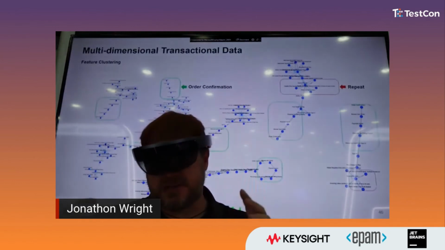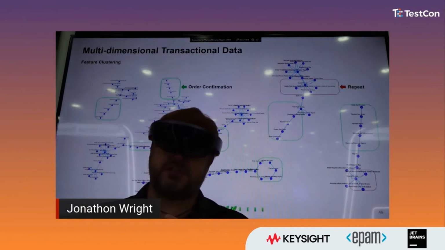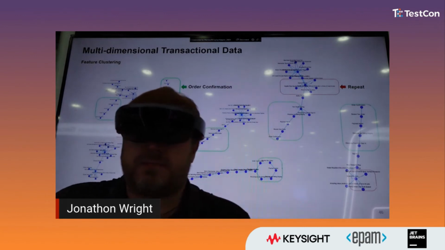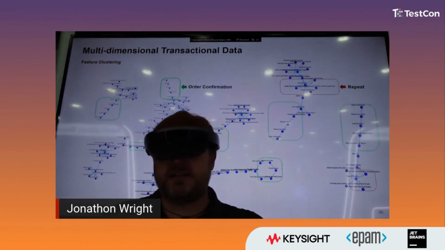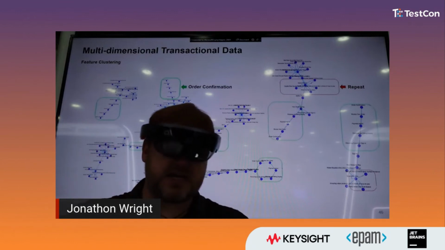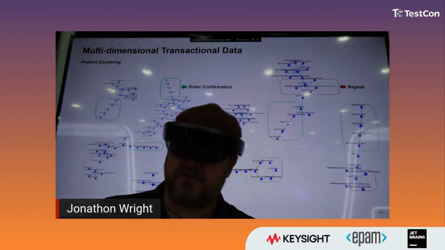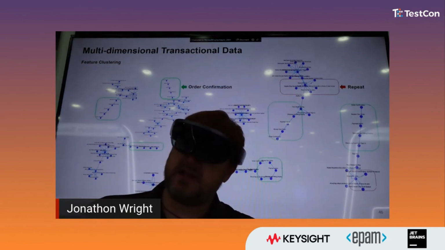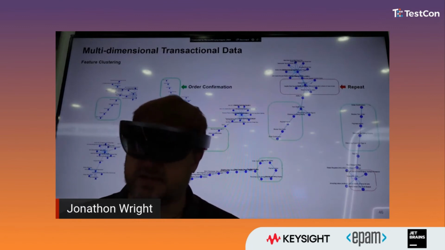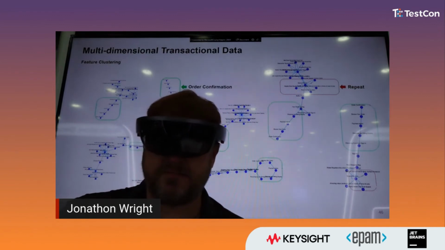So what we do is we look at the multi-transactional data, and then we look at what we refer to as feature clustering. We know there are certain features that every application or website offers, even Keysight.com. One of those is order. Once we're able to understand the flows or the components that make up order, we can look at those behaviors and cluster them together. Equally, we can see other potential flows, such as repeat order, which are a deviation off that main flow.